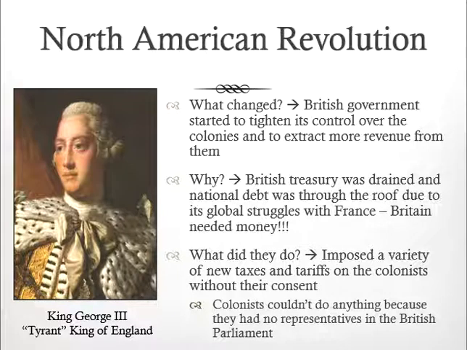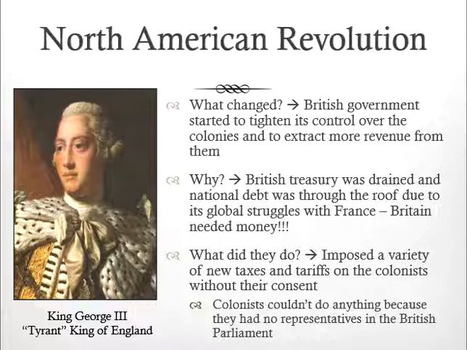So what changed? Why did these colonies decide to rebel? Well, the British government actually gave them a good amount of freedom and autonomy in the beginning. However, they started to tighten up their control. The British government started to be more involved because the British government needed money. They needed money because they fought in the French and Indian War, which means the French and Native Americans fought against the British. This was a very expensive war, and the British fell into debt.